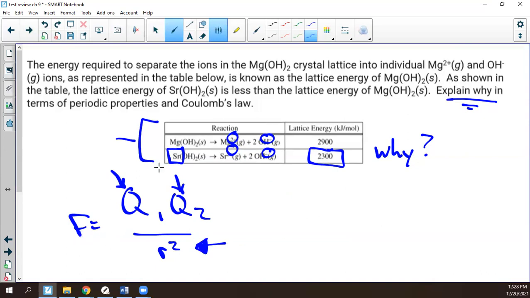Okay. It's all about Coulomb's law, but don't just write Coulomb's law. It says in terms of periodic properties, all that is just saying, hey, they're in the same family. Since they're in the same family, the only other thing that must change is the distance between them. So it's their size.